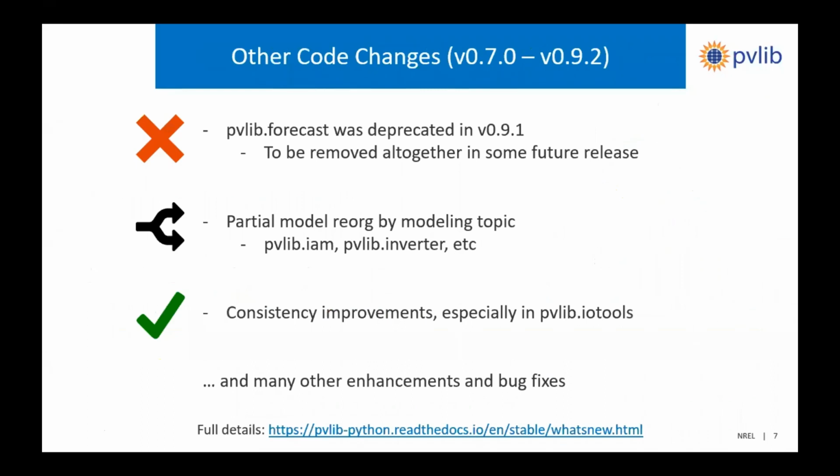We made some good consistency improvements, especially in the IO tools module regarding things like variable naming and what data structures we return. And so most of the IO tools functions now have the ability to map whatever, everybody calls the same quantities different things. And so now PVLib is smart enough to recognize those and map them into a nice standardized naming convention, which is very convenient.